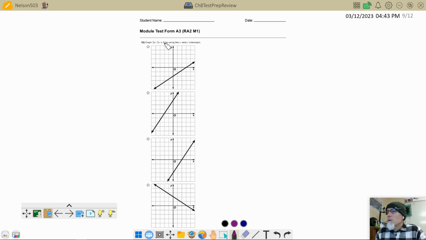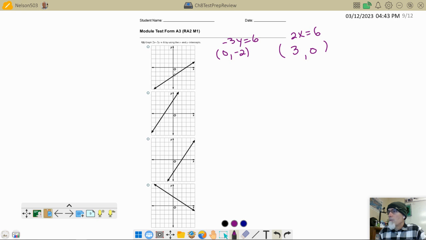2x minus 3y equals 6 using the x and y intercept. So this is what you do. You put a 0 in for x, and you try to solve negative 3y equals 6, because the 0 in for x made the first term go to 0. So then I say, well, negative 3 times what is positive 6? That'd have to be a negative 2. And then I plug a 0 in for y. And if I put a 0 in for y, I get 2x equals 6. And I say 2 times what is 6? Okay, that's 3. So my two intercepts are 0, negative 2.